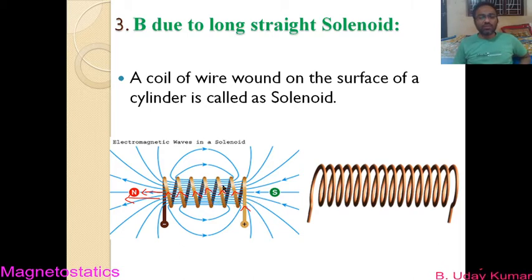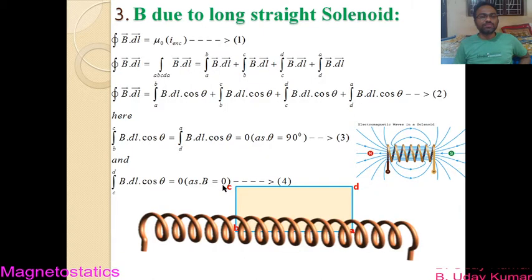Now let us move on to the derivation part. By using Ampere's law, we try to find the magnetic field induction due to the solenoid. So this is our solenoid. As you already know, Ampere's law is stated as: the line integral of the magnetic field is equal to mu0 times the current enclosed by the closed loop. Is that clear?